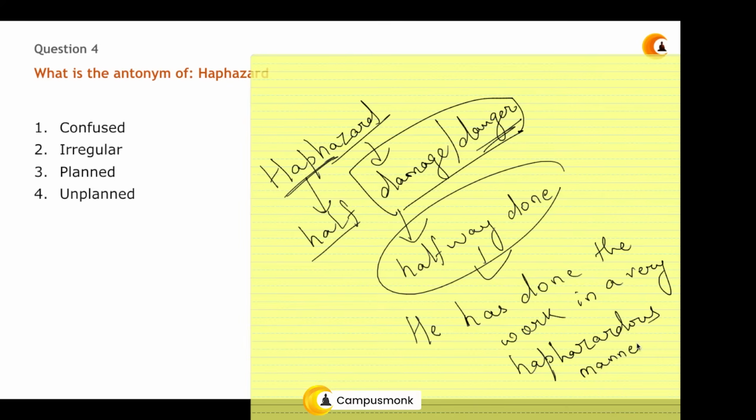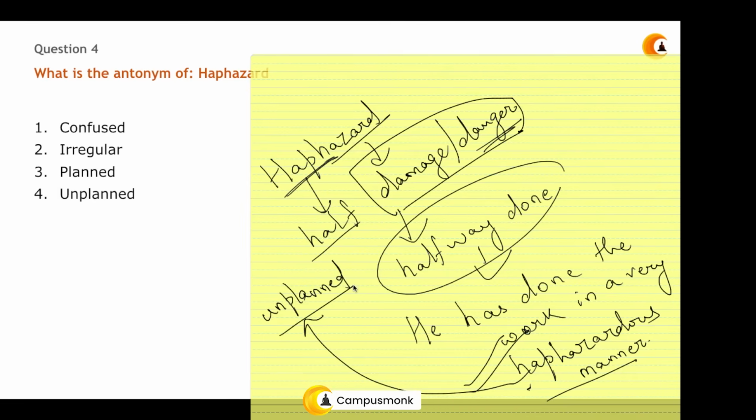Let's write it in a haphazardous manner, okay? So, what does this mean? He has done the work, he has completed the work, but he has not done it in a proper planned manner. He has done it halfway. It's done like half. It's not complete. Why? Because it was unplanned. Okay, thereby it was not done properly.